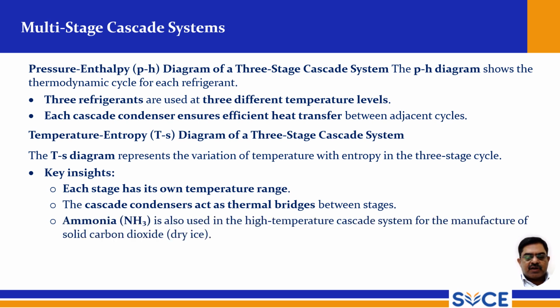Ammonia, NH3, is also used in the high temperature cascade system for the manufacture of solid carbon dioxide, that is dry ice. So solid carbon dioxide is nothing but dry ice. So it is very much used there.